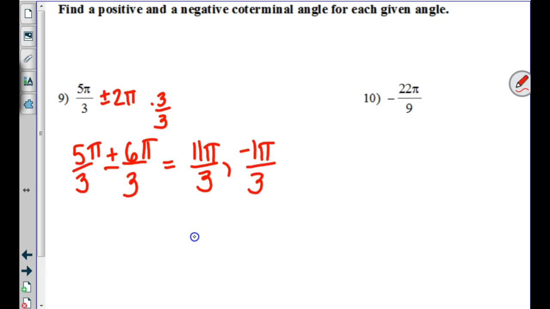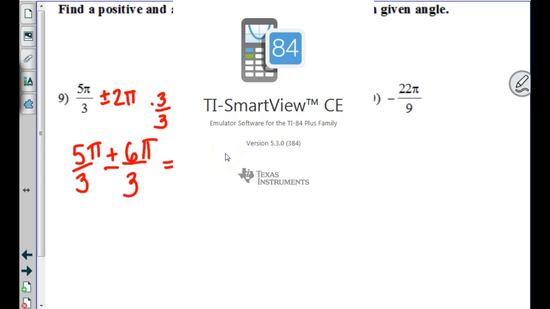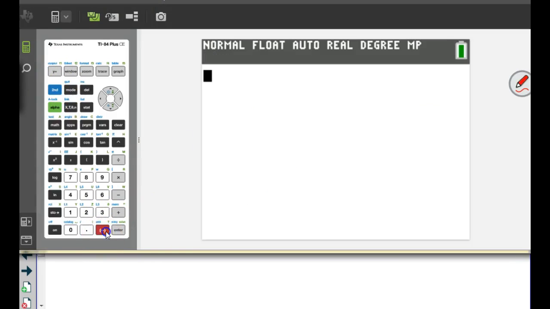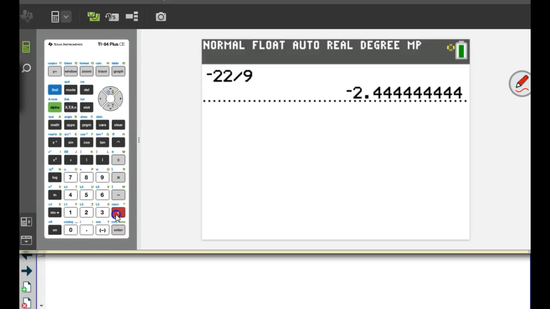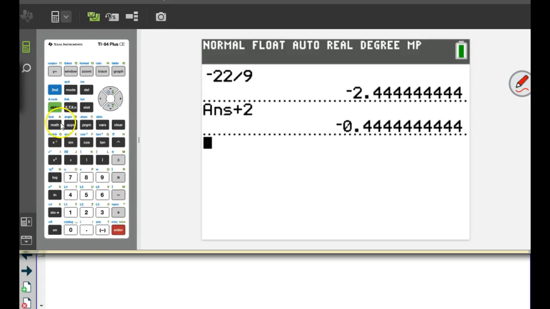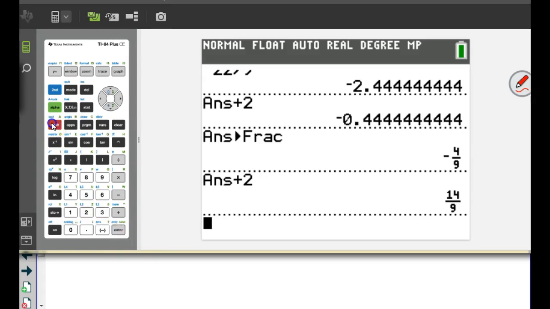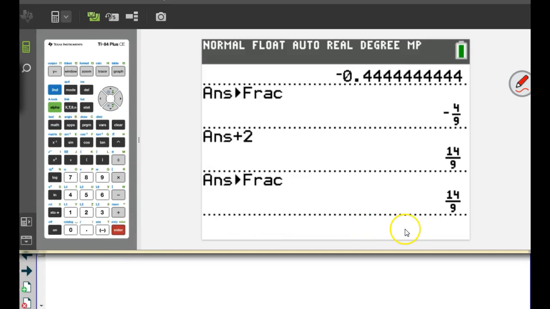Now, do you want me to show you on the calculator real quick so you don't freak out when you have to remember your fraction rules? The next one is negative 22/9. Is that right, guys? Okay. If I wanted to add 2 and then do my math, enter, I'd get negative 4/9. Now, if I add another 2, I'd get 14/9.